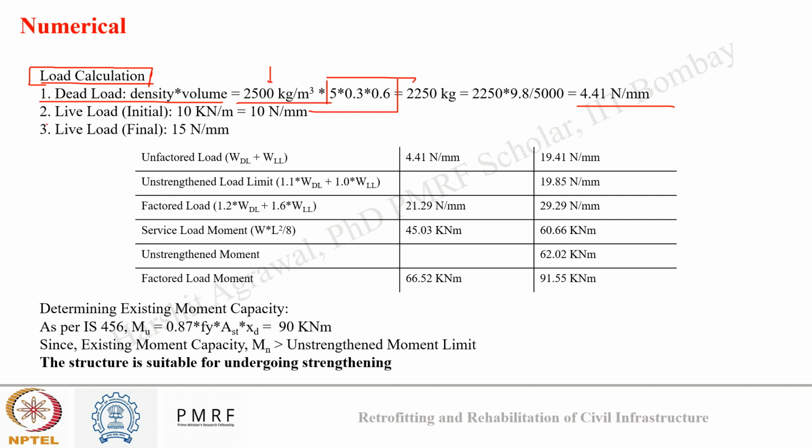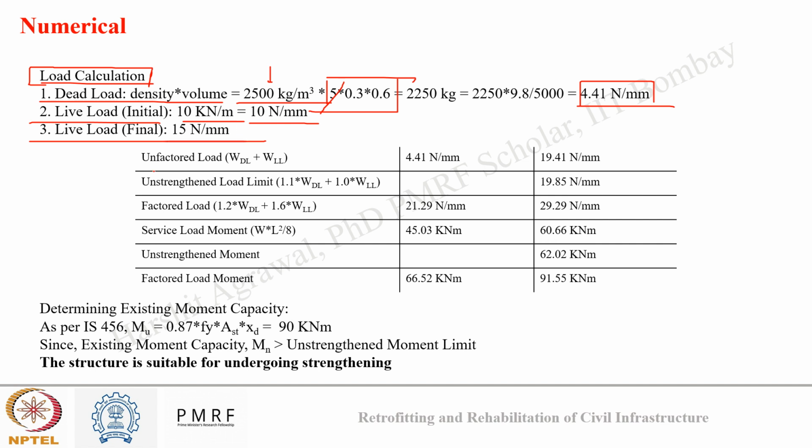So per meter length, if I remove 5, what is the dead load? This is the dead load, 4.41 Newton per mm. Live load initially is 10 kilonewton per meter, so it can be written as 10 Newton per mm so that I can get all the values in the same units. And after 50% increment, my live load will become 15 Newton per mm.